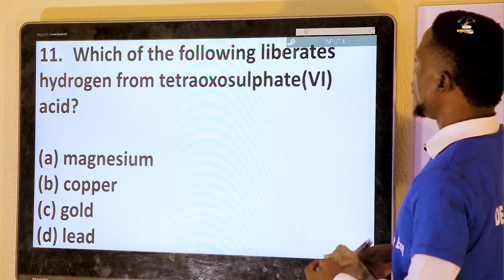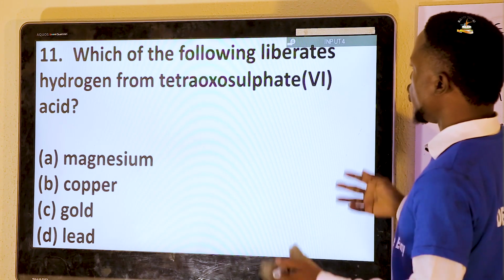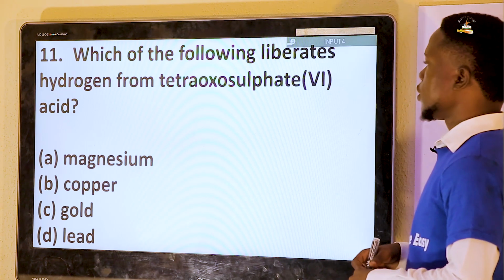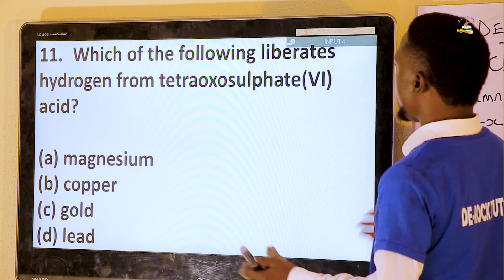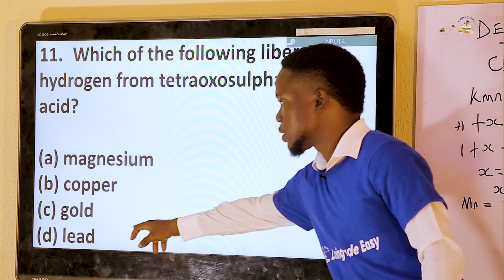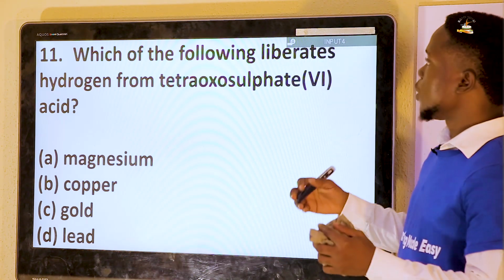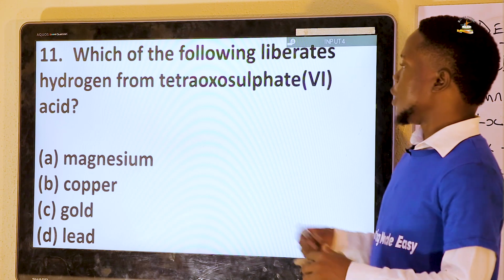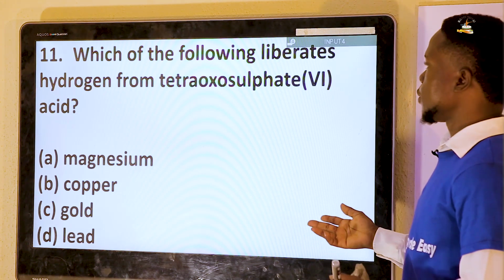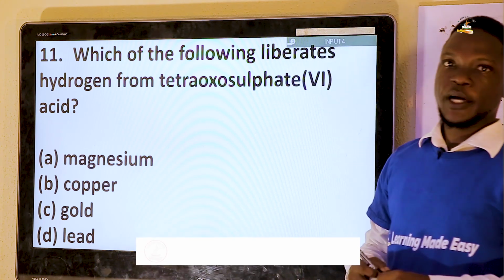Which of the following will liberate hydrogen from tetraoxosulfate 6 acid? The option that will liberate hydrogen from this is lead, option D. And that's because it is higher in the electrochemical series. If iron is present in this option, iron would also be an option. But here we have lead, so lead is the answer. Number 12.